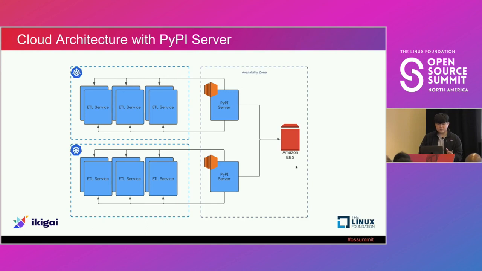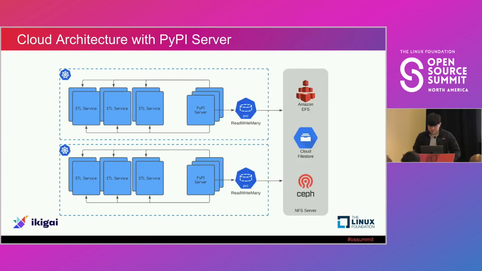So EBS does allow you to mount multiple EC2 machines, but I think the limit is like 16 machines at this time, and then you have to be in the same availability zone for that to happen. So for us, it was a little too much work, and we could see the limitation when we started off, so I didn't want to use it the next time I set it up. So the next time I set it up in the current company, we started with this.